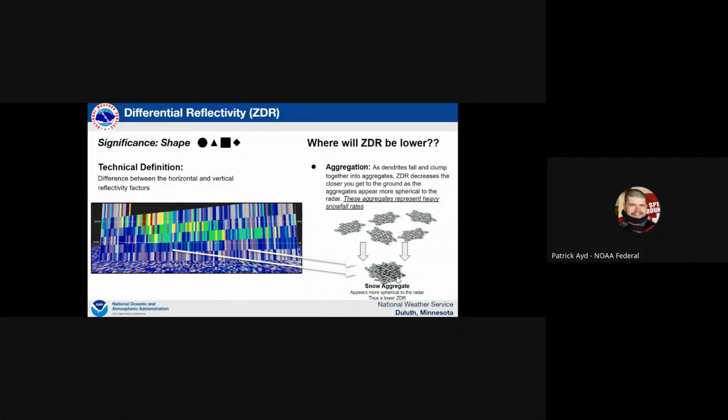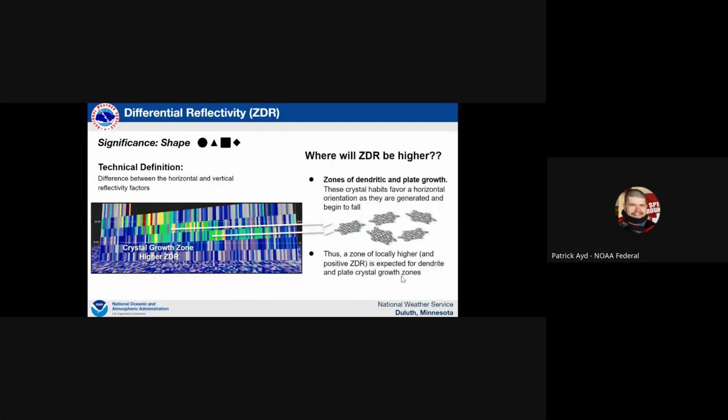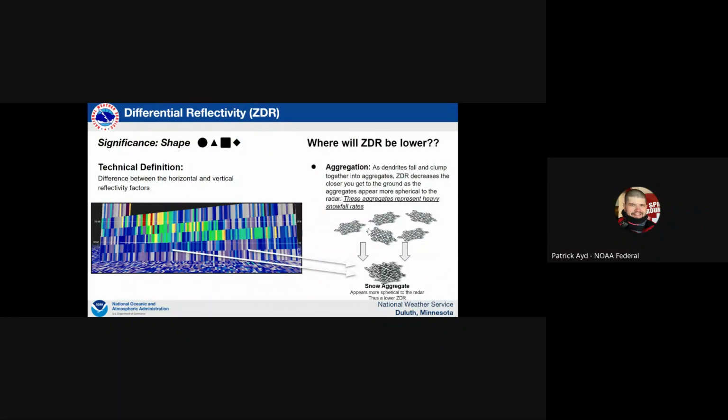Now, where will ZDR be lower? We'll stick with the same cross-section here. So if we go back a slide, we can see this zone aloft, about 10 to 15,000 feet of higher ZDR aloft. You just have to trust me that it is associated with dendritic growth. But we see that the ZDR actually decreases towards the surface. And the reason for that is all these fluttering snowflakes clump up and they form a snow aggregate. And just like in the summer with hail, these snow aggregates look more spherical, they kind of tumble a little bit. And because of that aggregation process, we see ZDR decreasing from the dendritic growth zone towards the surface.